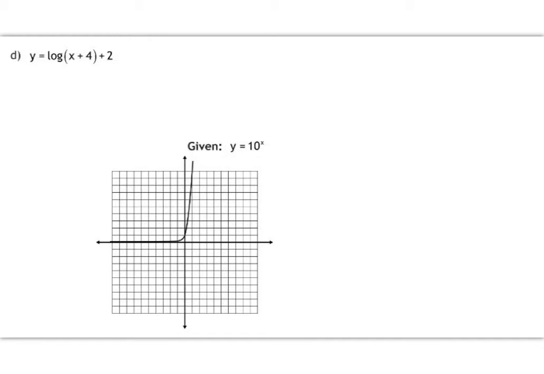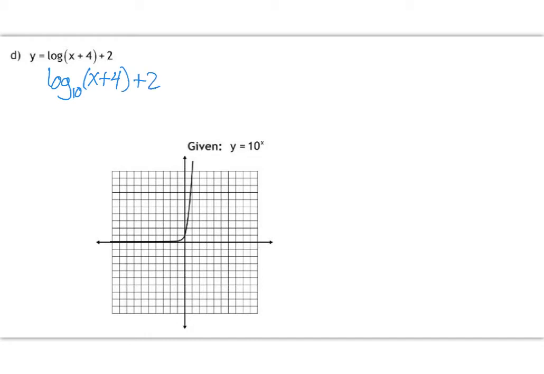All right. Here we've got a couple of things we need to define. I don't see a base here for this log. I will describe that this is called a common log, and anytime that we see something without a base, it's log base 10 of x plus 4 and then 2.